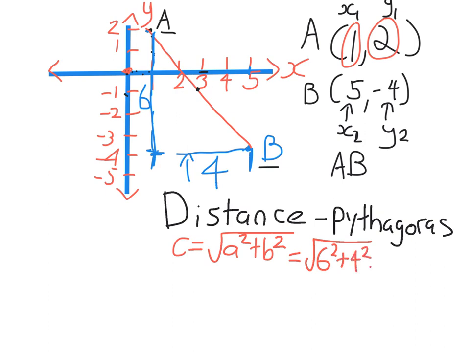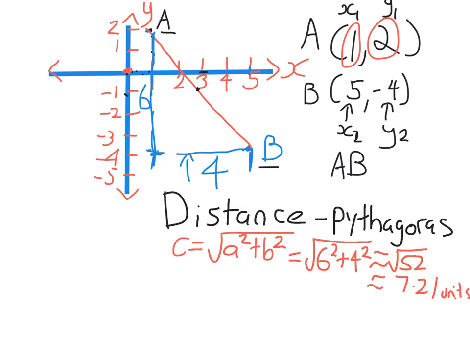Okay, so that's just equal to the square root of 52, which is the exact value, and to 2 decimal places, that is 7.21. Okay, so we don't actually know whether it's centimeters or whatever, so we can just write units. So the length of the line segment AB is 7.21 units.